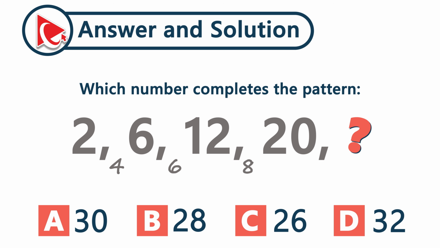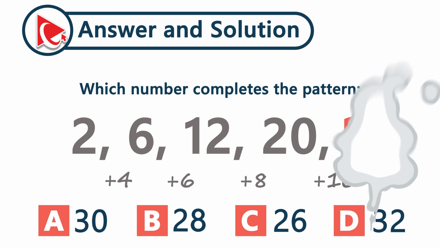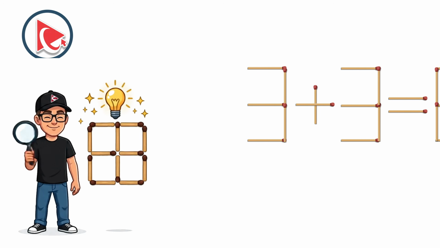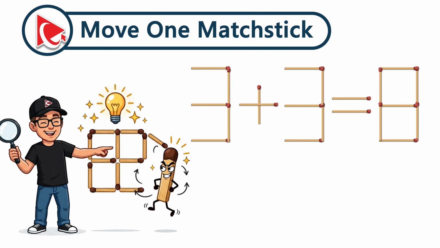Notice the pattern? We're adding plus 4, plus 6, and plus 8. The next step, you guessed it, add 10 to 20. That gives us 30, a clean, logical continuation of the pattern. And the correct answer here is choice A, 30. This question is simple, sneaky, and exactly the kind of trap assessment tests love to use.